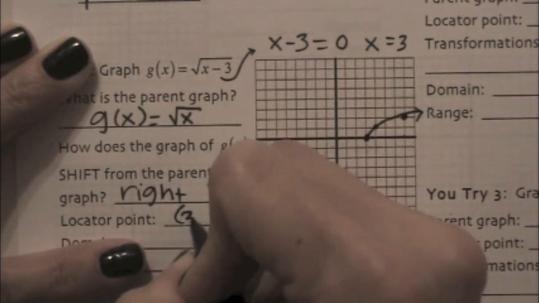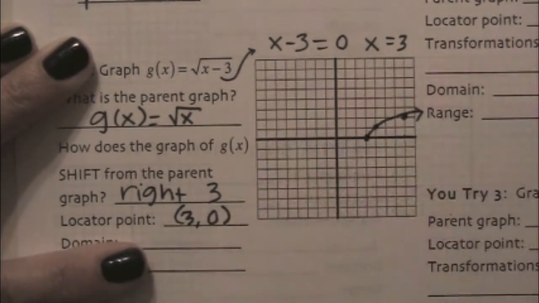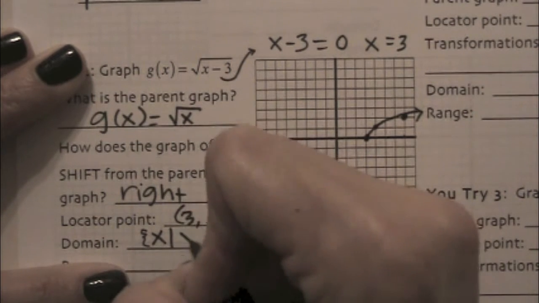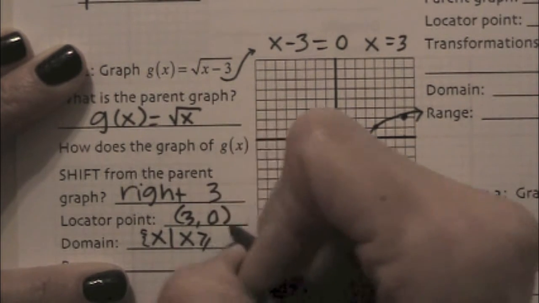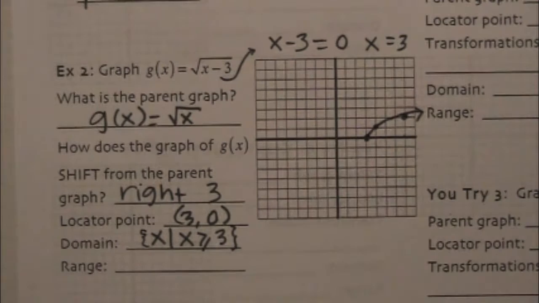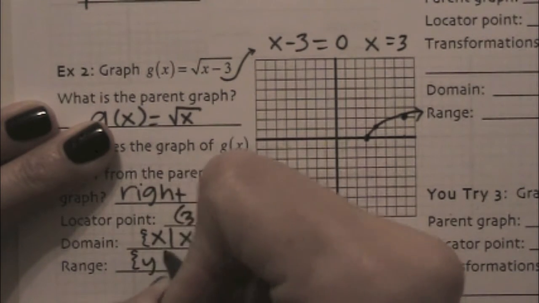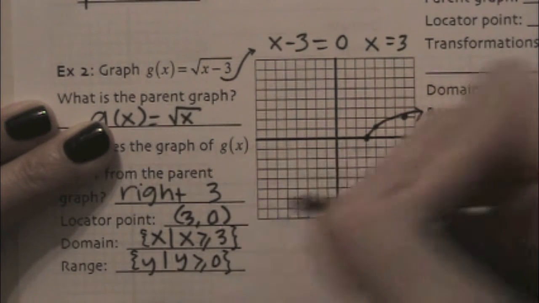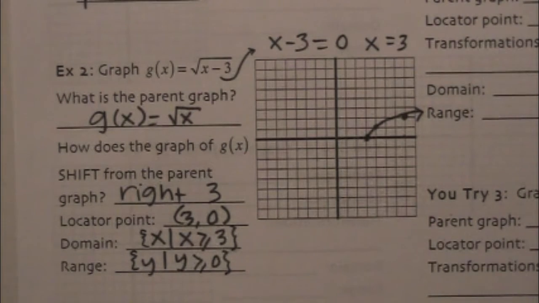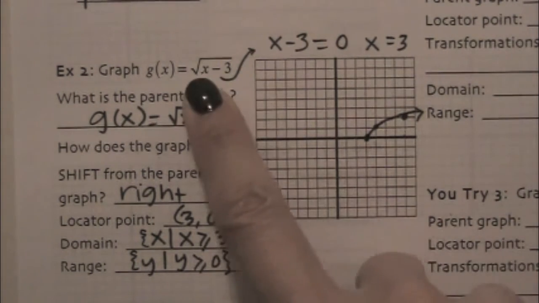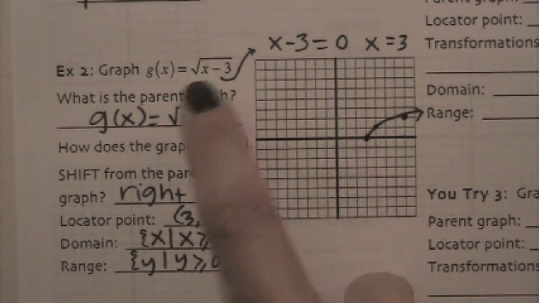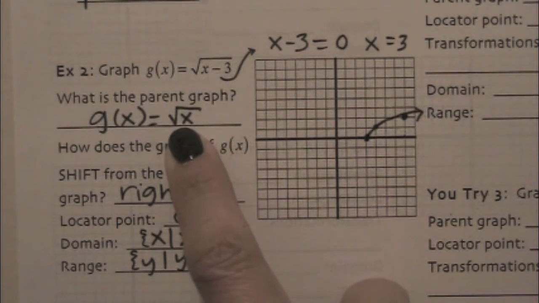So our locator point for this problem is 3, 0. Domain x such that x is greater or equal to 3. And our range is y such that y is greater or equal to 0. So again, this graph, we're not plotting points, we're using transformations to graph this, and we're using the original parent graph of square root of x.